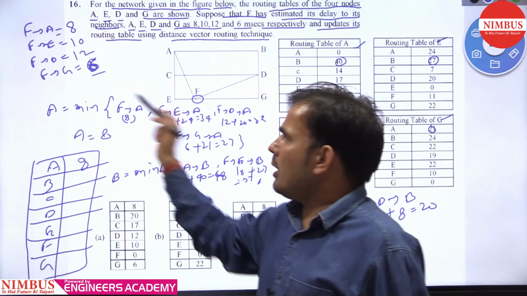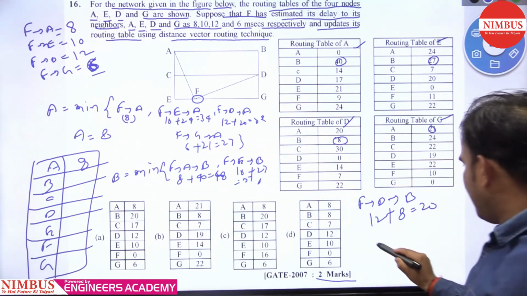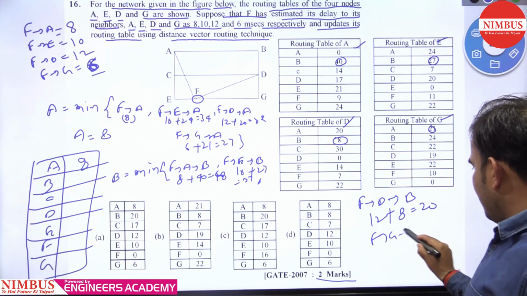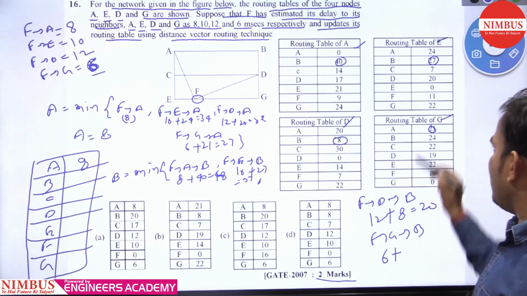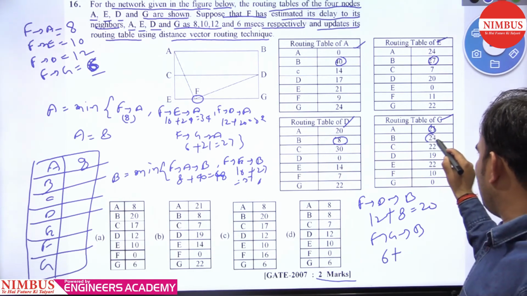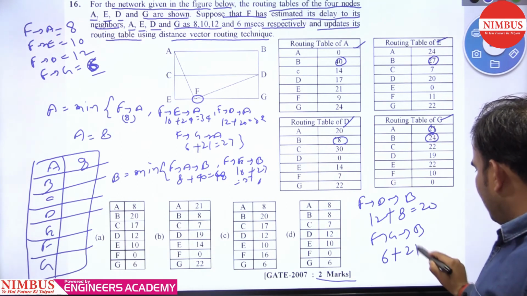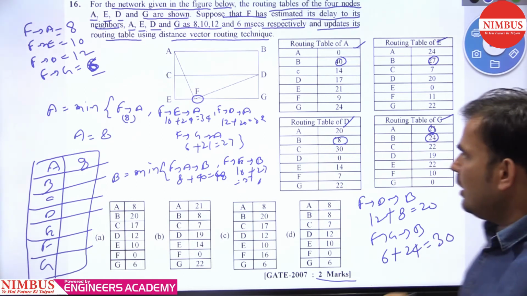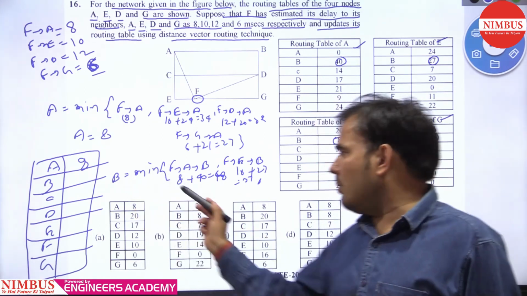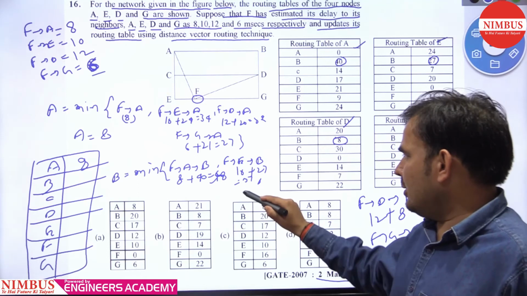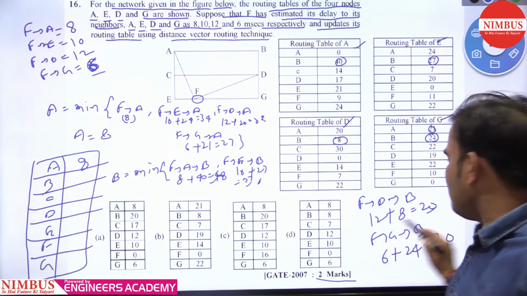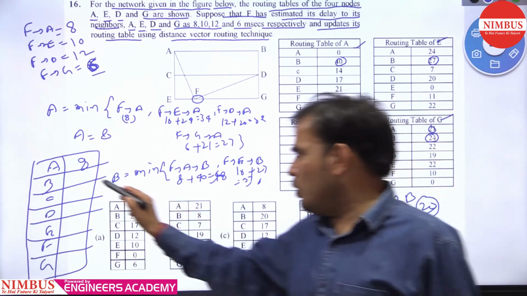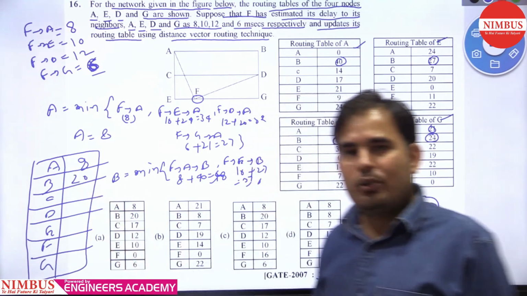In the similar way, you can go F to G, then G to B. F to G is 6, and in the routing table of G the value of G to B is 24. Then it is 30. To take the minimum: this is 48, this is 37, this is 20, this is 30. Which one is minimum? 20 is minimum, so you can fill 20 here.